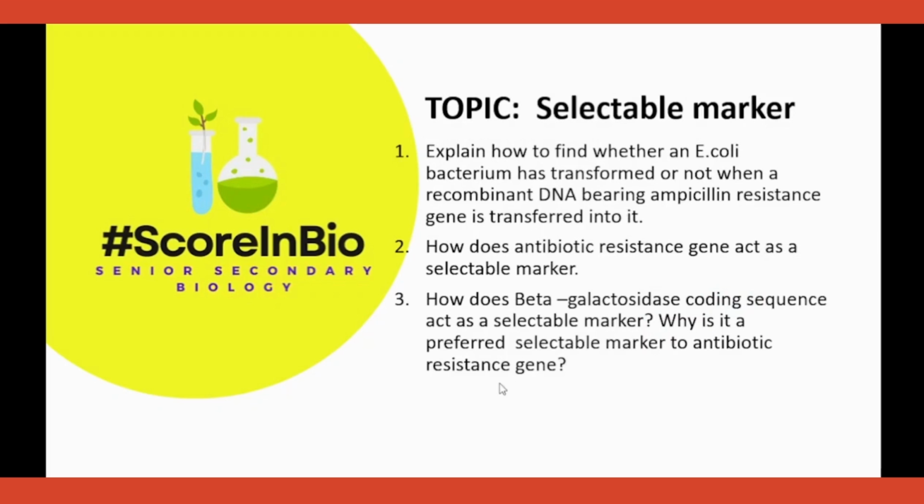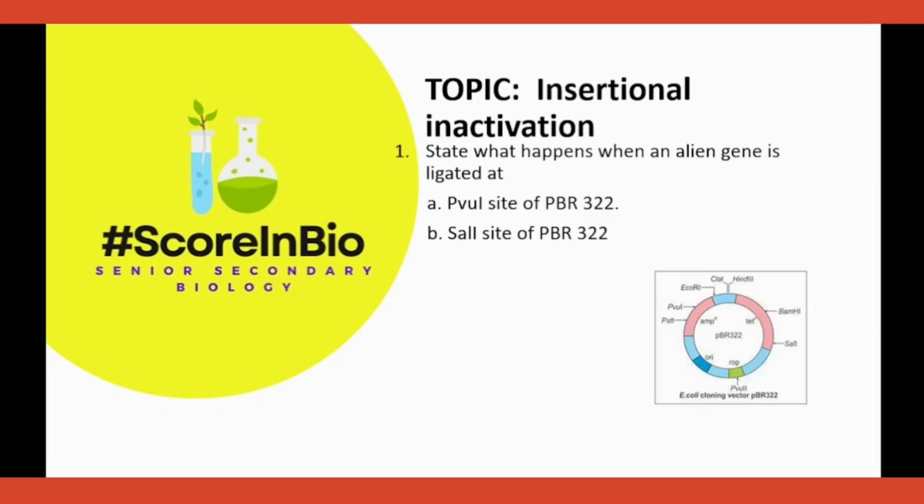Let me go back and tell you one thing. This beta-galactosidase coding sequence, we interrupted using our gene of interest, right? That itself is called insertional inactivation. We inactivated one particular gene by insertion. In that case, it was beta-galactosidase. Next possible question from this is they can directly ask what is insertional inactivation, give an example, or they can ask questions like this.